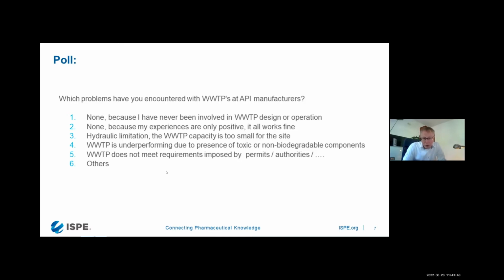But there also can be some problems caused by, for instance, hydraulic limitation, that the capacity of the wastewater treatment plant is simply too small, maybe due to extension of the production site. It can be that the wastewater treatment plant is underperforming, and this can be due to toxic or non-biodegradable components. Or simply the wastewater treatment plant does not meet the requirements set by the authorities or the permits, simply because these requirements become more stringent.